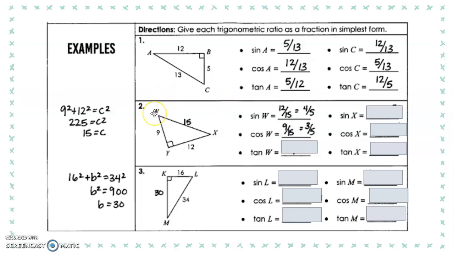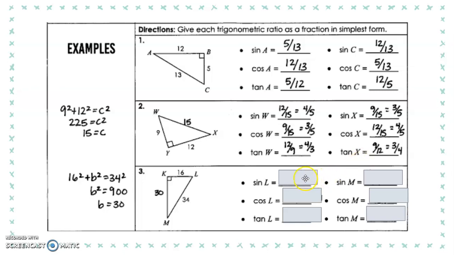Then looking at the tangent of angle W, I do the opposite side over the adjacent side. Opposite side is 12, adjacent side is 9. 12 over 9 simplifies to 4 over 3. That second column, the sine, cosine, and tangent from angle X is done the same way. Again, we have to make sure we simplify those ratios if we can.